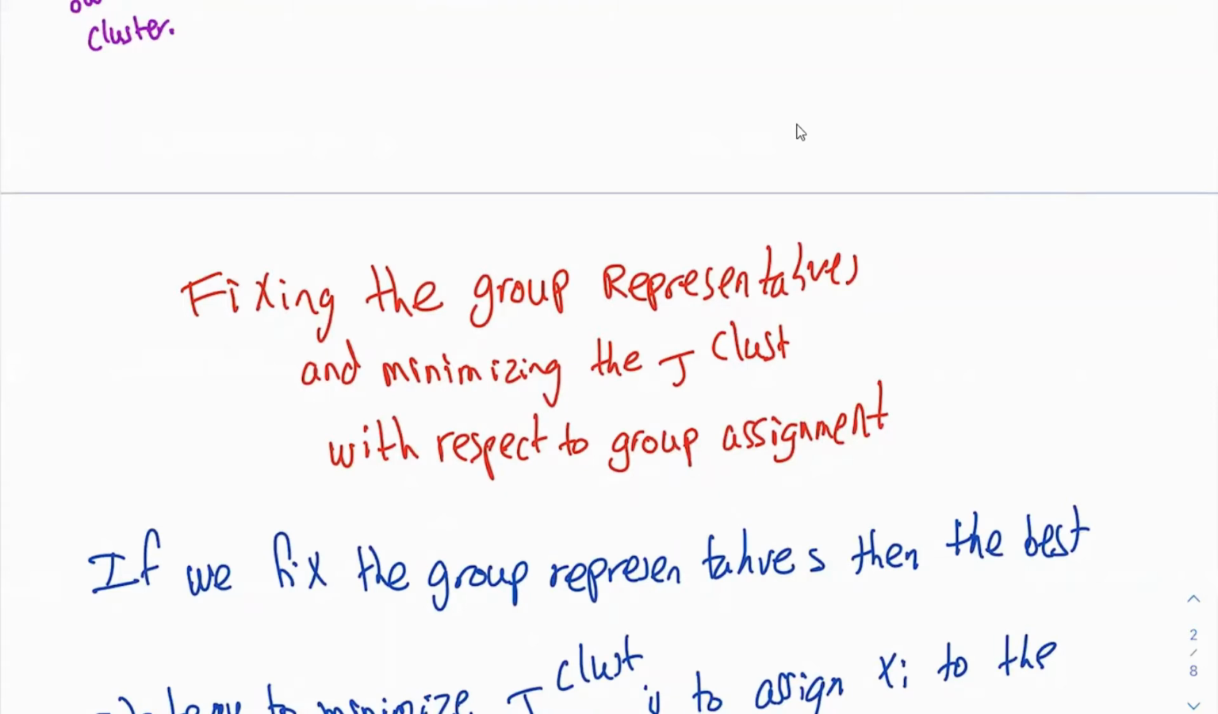What if we fix one of them at each iteration and then change the other one, and then keep doing this, fixing one of them, changing the other one, and then fix the other one and change the first one? Okay, so for now, we're going to fix the group representative and try to minimize J class, the objective function for clustering, with respect to the group assignment. Meaning that we fix the Zj's, the group representatives, and we try to optimize the objective function for the group assignment.